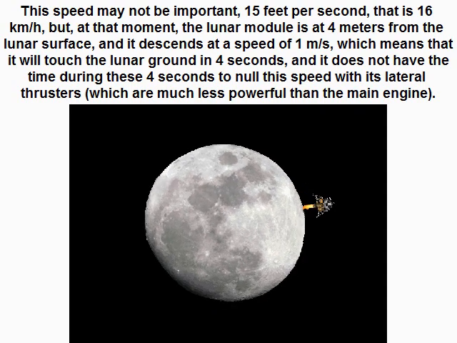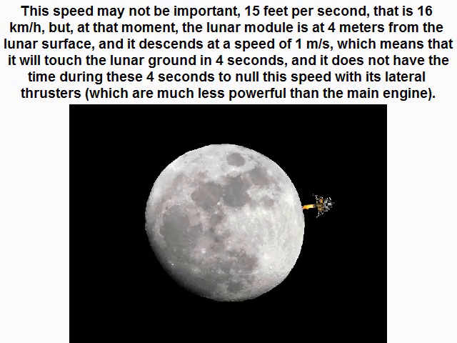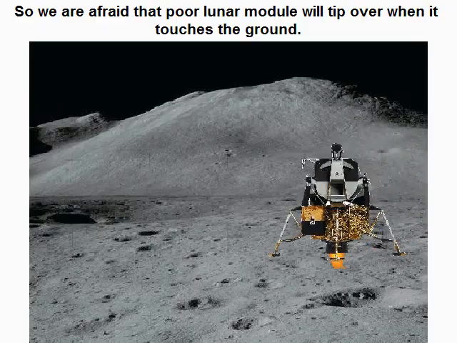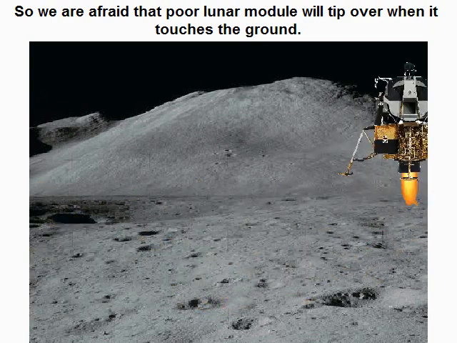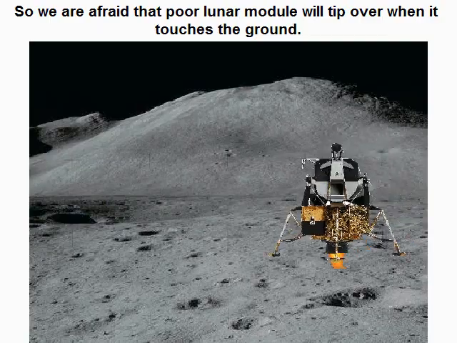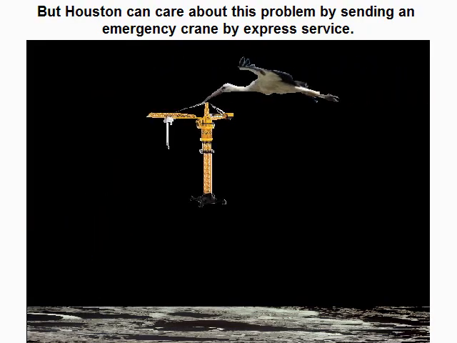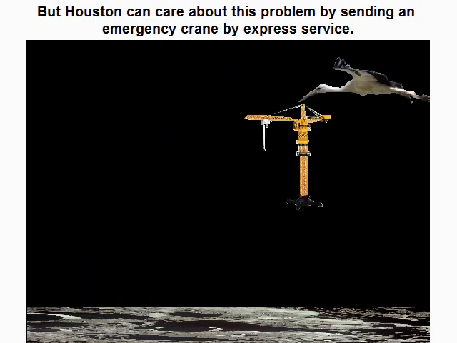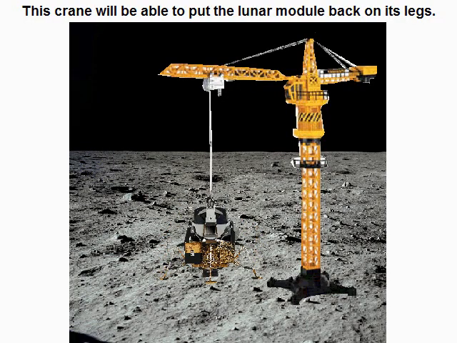And it does not have the time during these 4 seconds to null this speed with its lateral thrusters, which are much less powerful than the main engine. So we are afraid that poor lunar module will tip over when it touches the ground. But Houston can take care of this problem by sending an emergency crane by express service. This crane will be able to put the lunar module back on its legs.